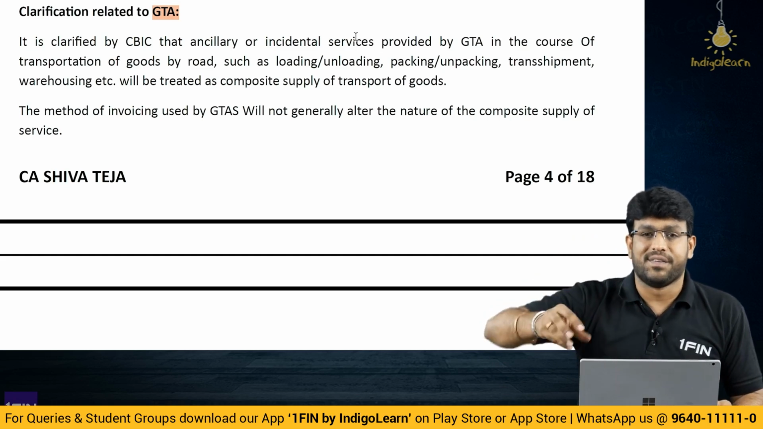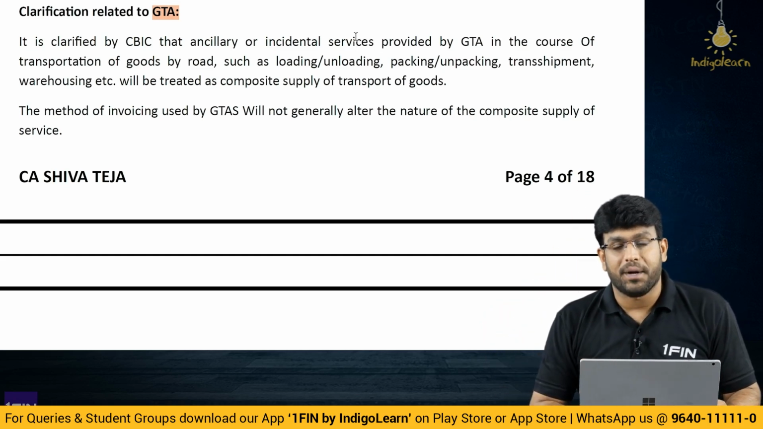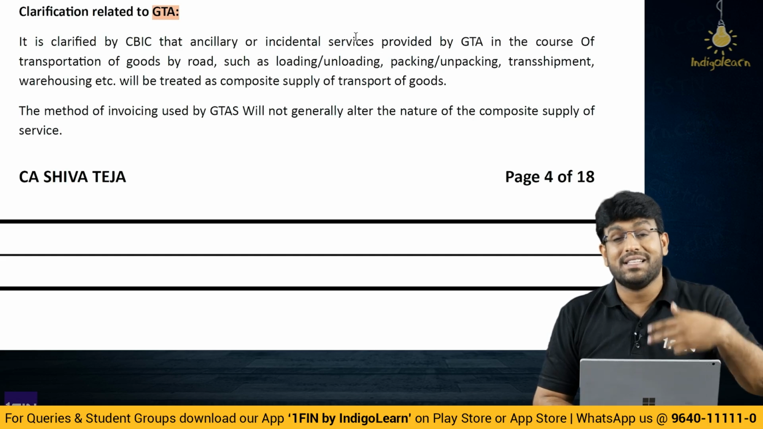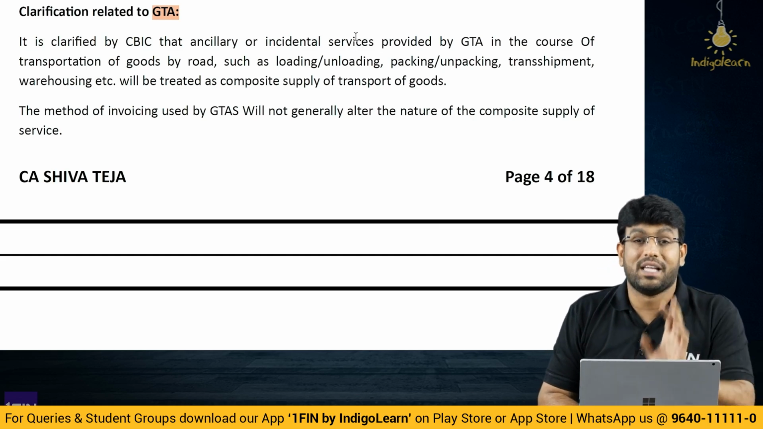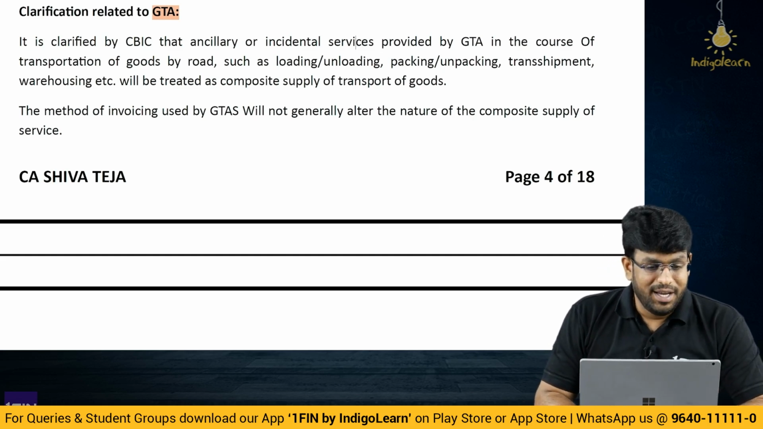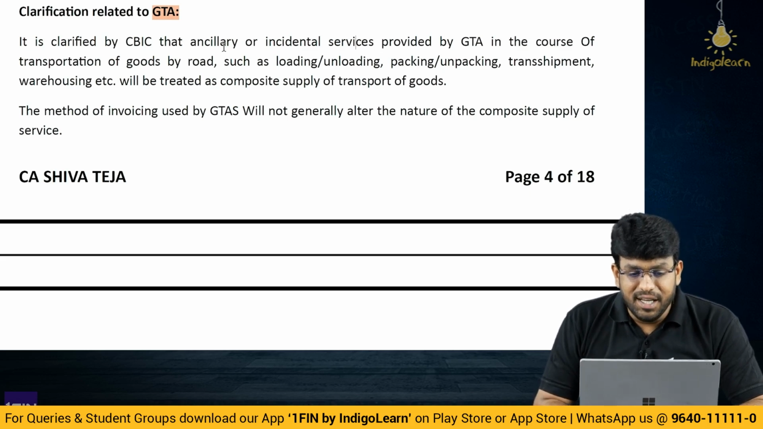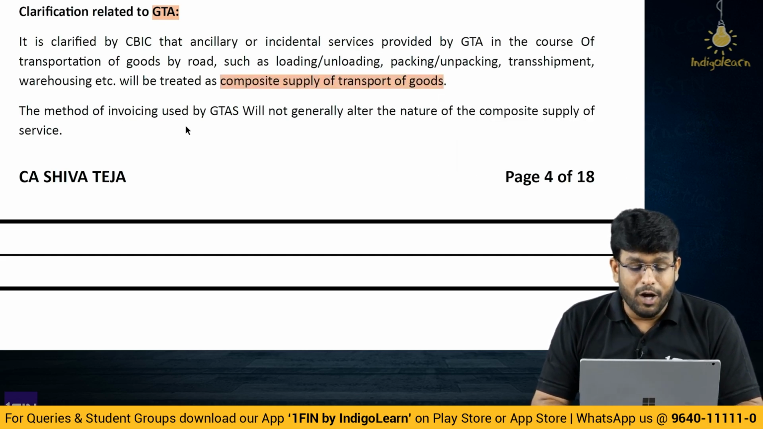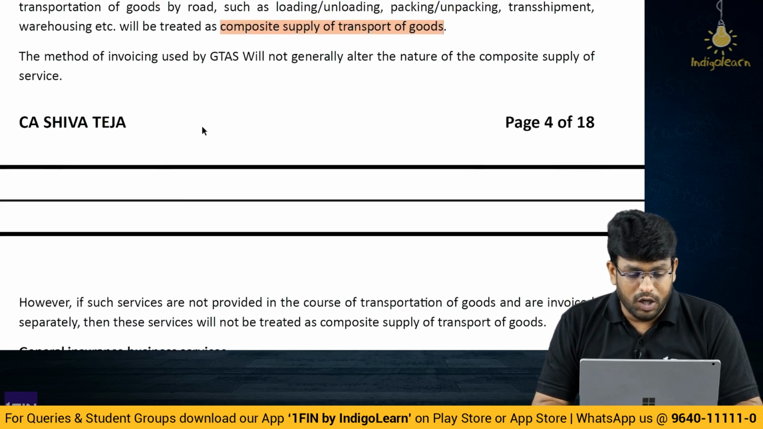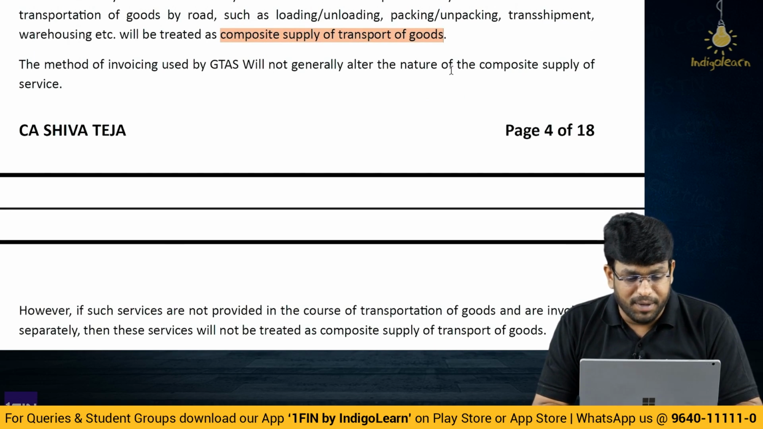They are all incidental services in relation to transportation of goods by road. And they have clearly clarified that these incidental services are an integral part of GTA service, but they are not separate. See that? It is clarified by CBIC that ancillary or incidental services provided by GTA in the course of transportation of goods by road, such as loading, unloading, packing, unpacking, transshipment, warehousing, will be treated as composite supply of transport of goods. The method of invoicing used by GTA will not alter the nature of composite supply of service.